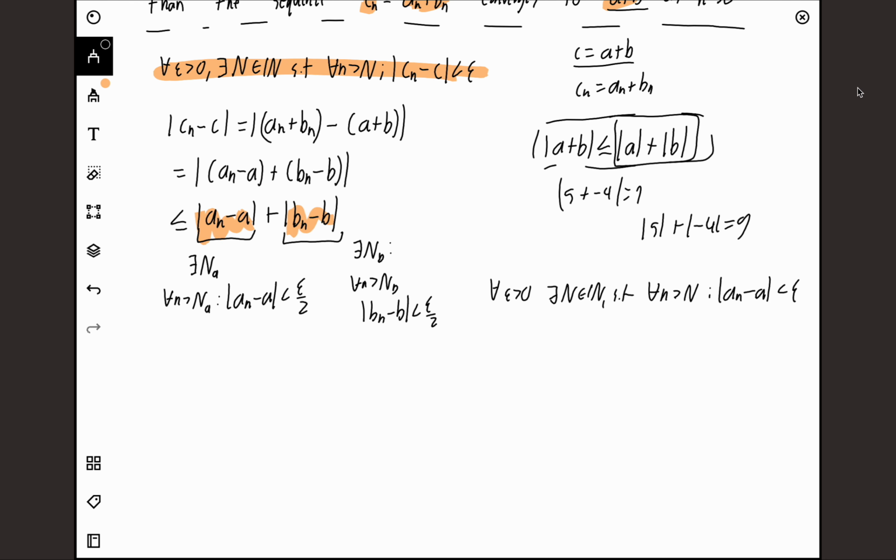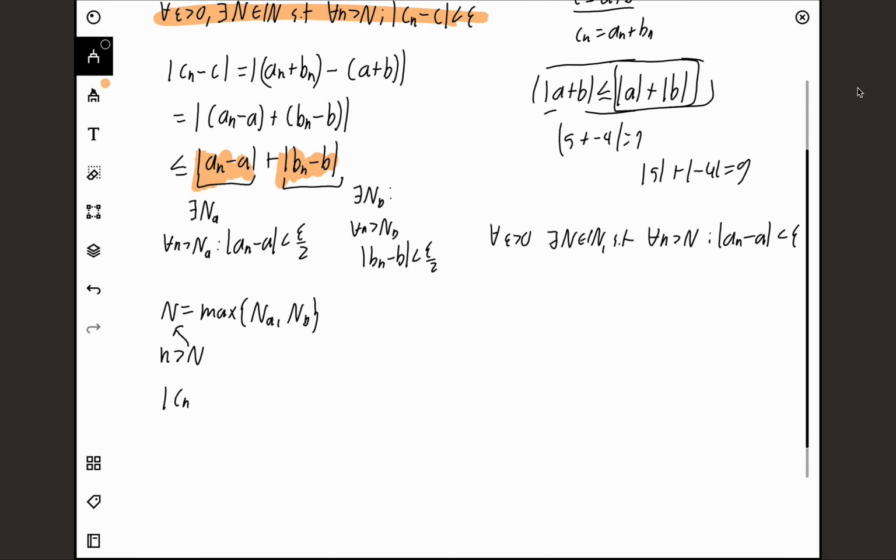So now the trick is that we can choose an n which equals the maximum value between Na and Nb. This just makes sure that any n that's greater than this n is going to be greater than Na, and it's going to be greater than Nb, so that both of these conditions hold. So now, after this n, we see that |Cn - C| is going to be less than or equal to epsilon over 2 plus epsilon over 2, so basically less than or equal to epsilon. And then boom, we proved that.